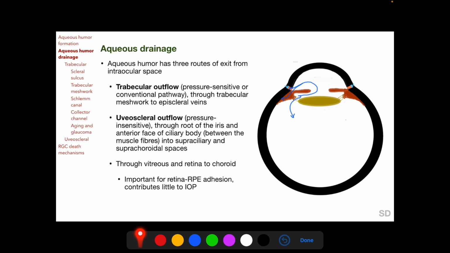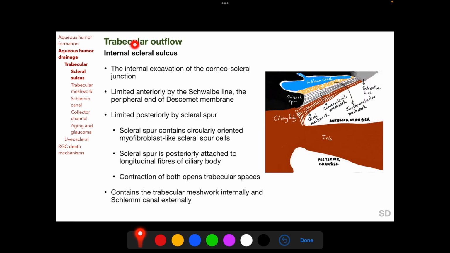and the suprachoroidal spaces. Trabecular outflow occurs through the trabecular meshwork in the internal scleral sulcus, which is an internal excavation of the corneoscleral junction. So this excavation in the internal face of the sclerocorneal junction is the internal scleral sulcus, in which lies the trabecular meshwork. The internal scleral sulcus is limited anteriorly by the Schwalbe's line, which is the peripheral end of the Descemet's membrane, and is limited posteriorly by the scleral spur.